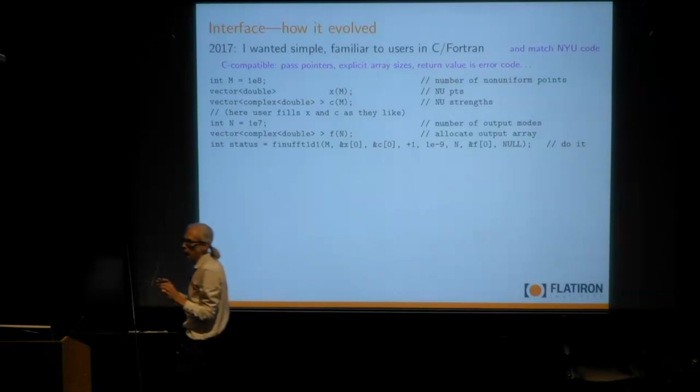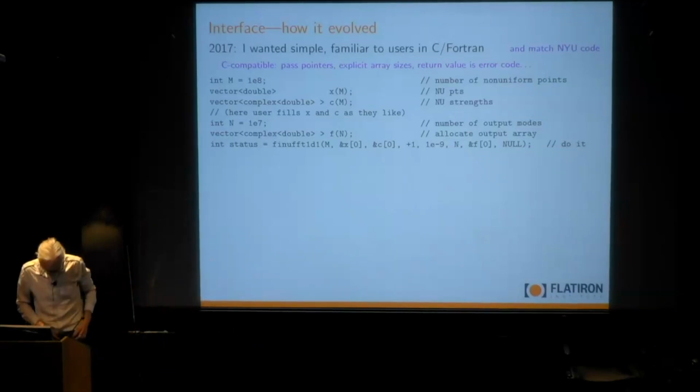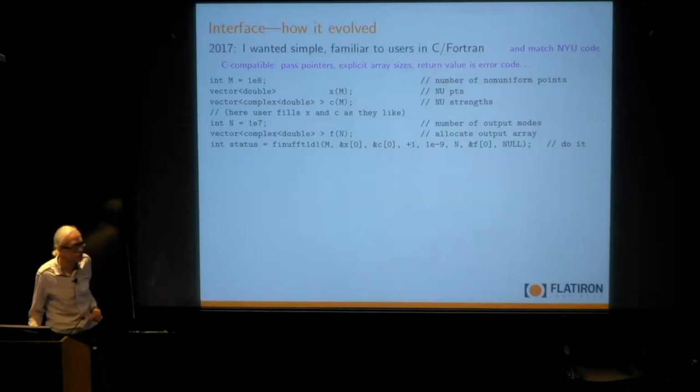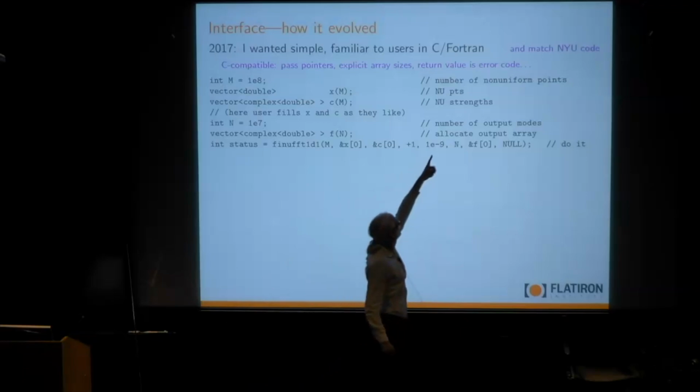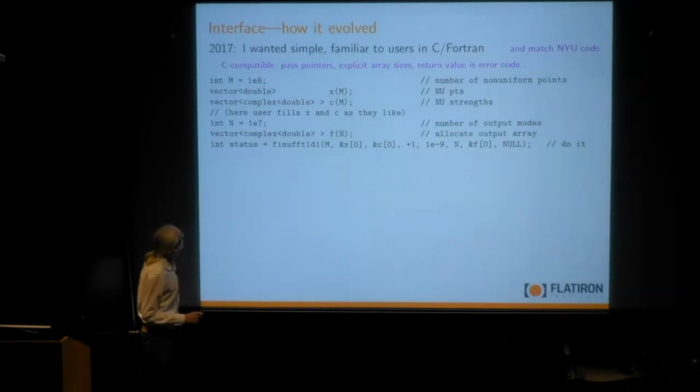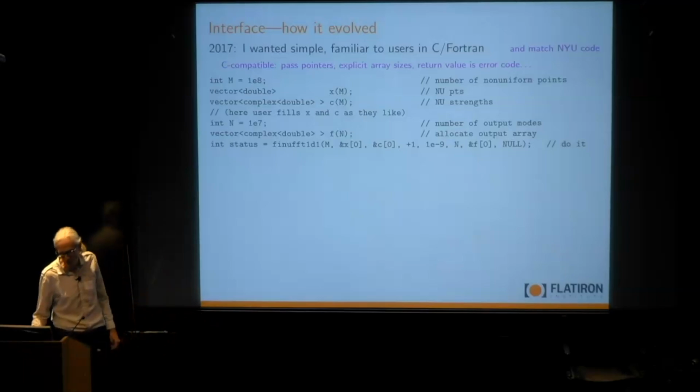And that's a really good thing. And we learned that from Brian's talk yesterday. Then that makes things easier down the line. This 1E-9 is the tolerance that you wanted, right? The epsilon. So that's a pretty simple calling sequence.